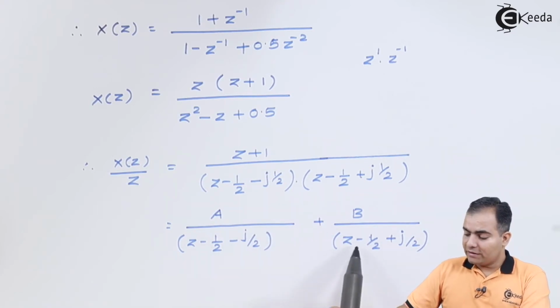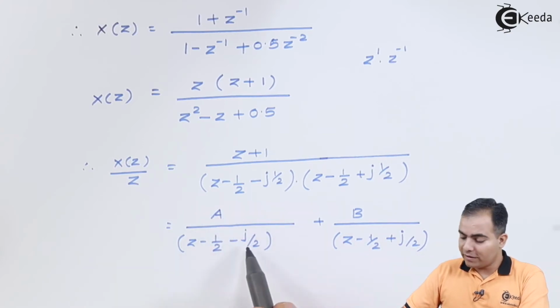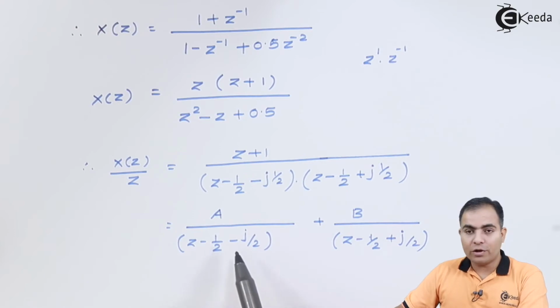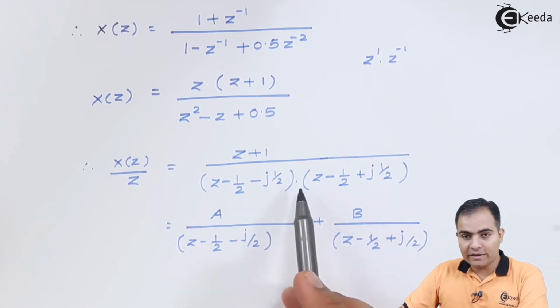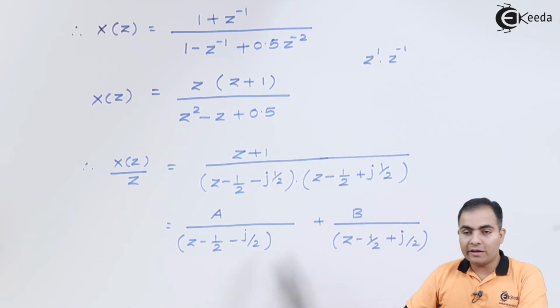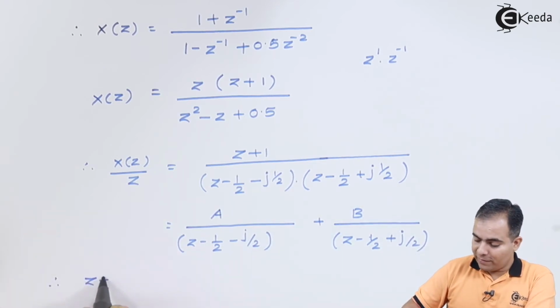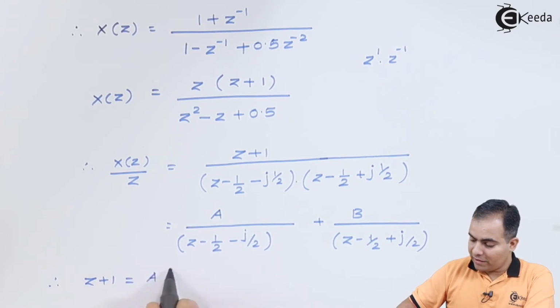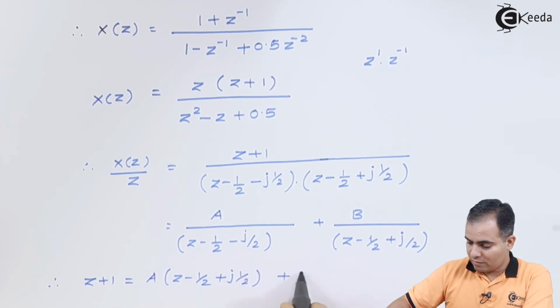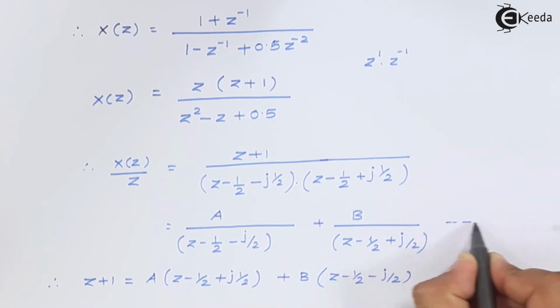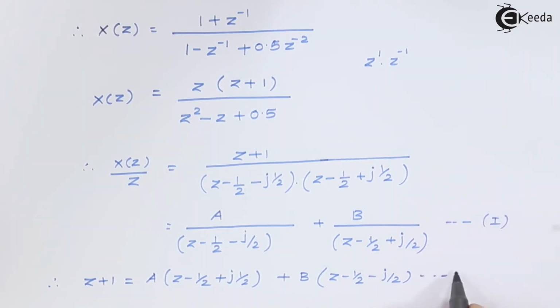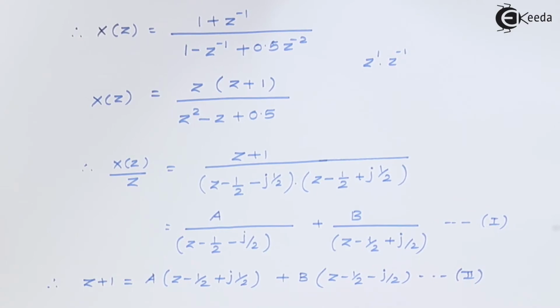Then this z minus half plus j by 2 is multiplied with a, similarly this one is also multiplied with b, and in the denominator you will get the product of these two. If I shift this left hand side denominator to the right hand side, then both the denominators will get cancelled. So you will get z plus 1, and a will be multiplied with, as I said, so this will be my equation number 1, and the next one is my equation number 2. Now we'll substitute z values to get the values of a and b one by one.